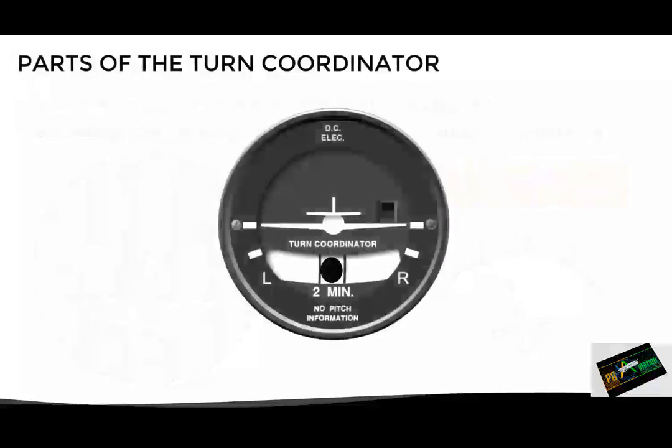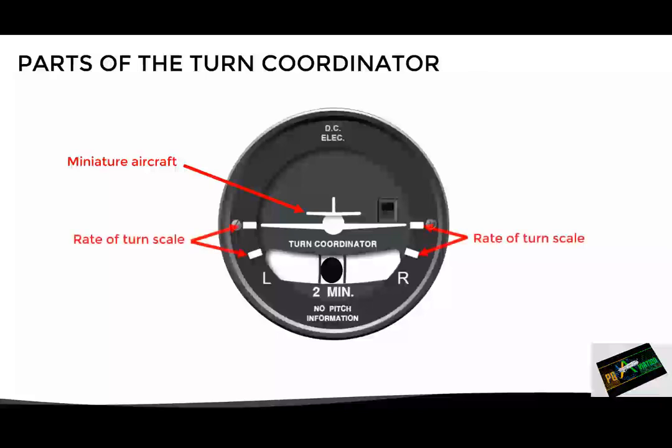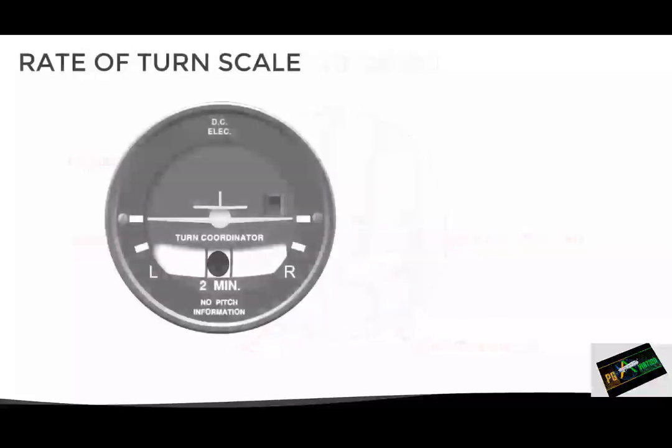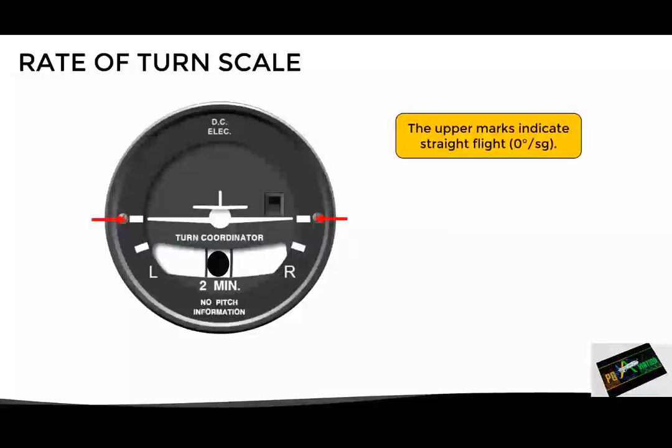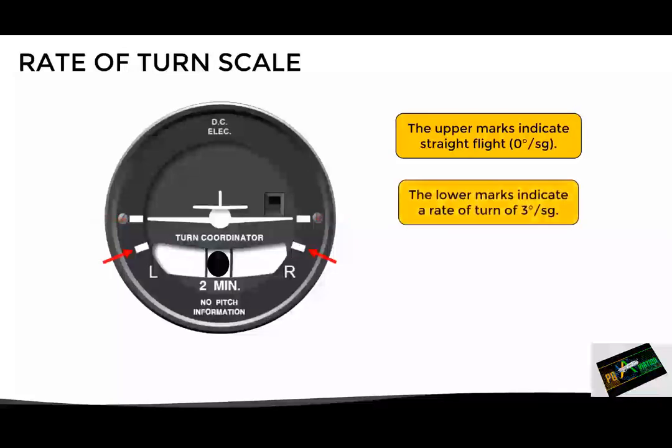Here, the main difference in relation to the turn and slip indicator is that instead of having a needle, we have a miniature aircraft. And therefore, the rate of turn markings are located at the sides. And as in the turn and slip indicator, at the bottom we have the inclinometer. Let's take a closer look at the rate of turn scale of this instrument. Here, the upper marks represent a rate of turn of 0 degrees per second, or in other words, straight flight. While the lower marks represent a rate of turn of 3 degrees per second, which, as with the turn and slip indicator, will allow the aircraft to make a 360-degree turn in 2 minutes.